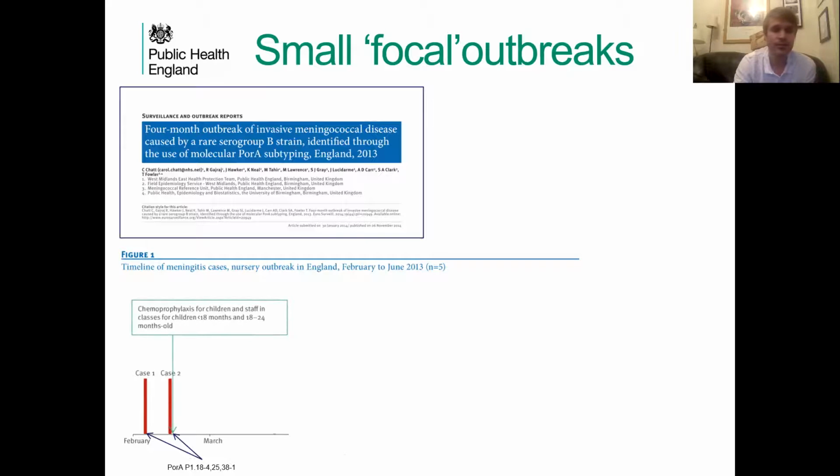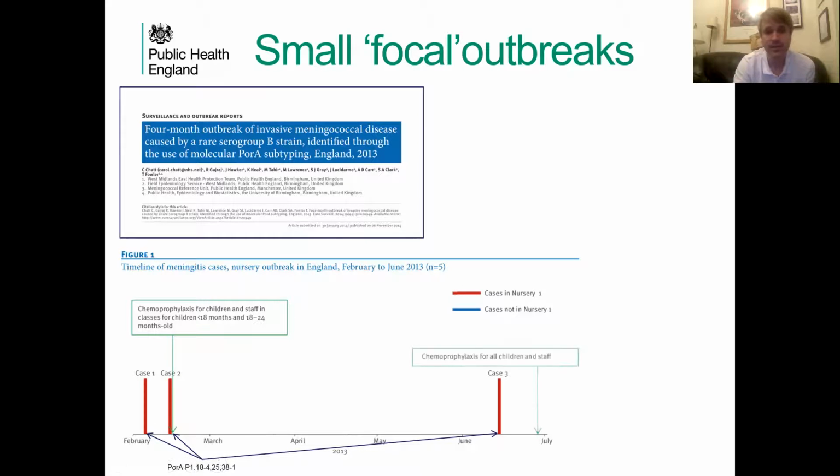So as you'd expect, appropriate public health measures went in, and they chemoprophylaxed 2 classrooms out of 4. And that was that, or so we thought, until 18 weeks later, there was a 3rd case. And this was initially assumed to be distinct, not related to these, but then of course it came up with exactly the same incredibly rare PorA. So this was bound to be related.